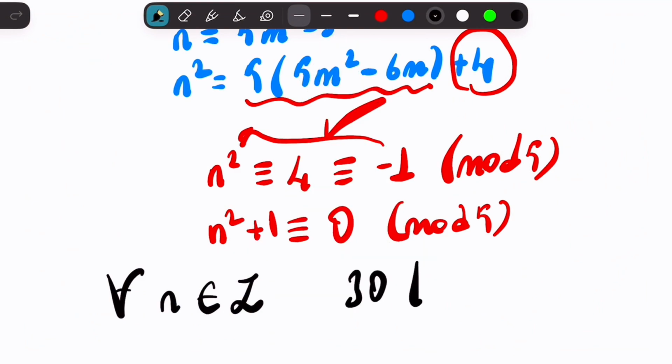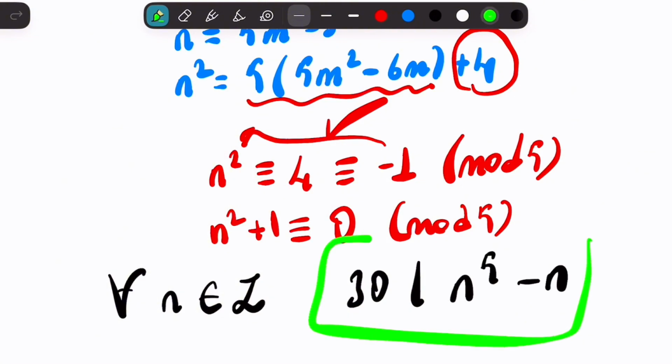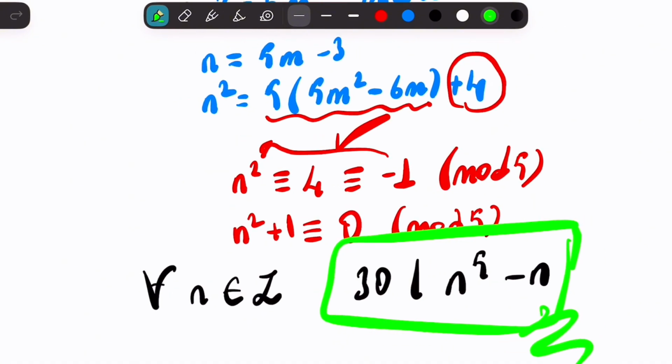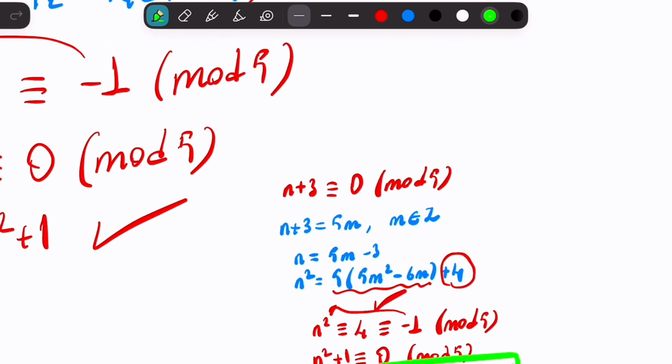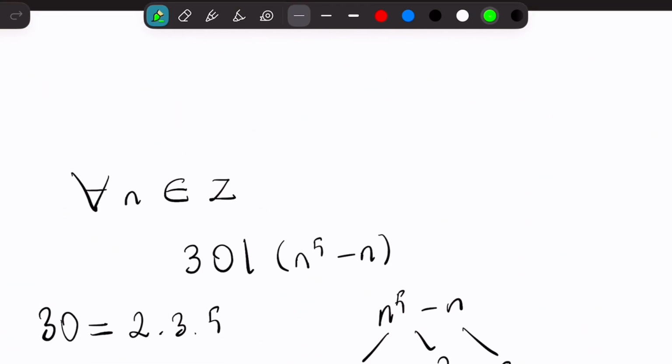Thank you. n to the fifth minus n is divisible by 30. We are finishing our proof here. A perfect question that came up in the Olympics. What did this question ask? If you pay attention, it wants a proof. It was one of the questions at the Olympics.